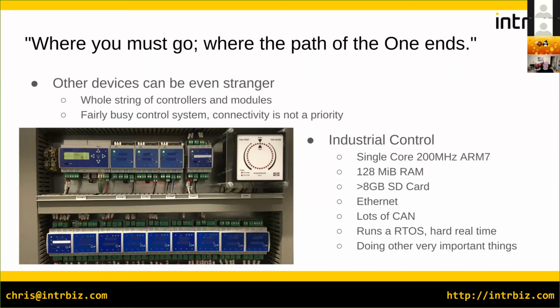Then we can go into the realm of a slightly more industrial setup, where these devices are relatively powerful in their own right. They're 200 megahertz ARM cores with 128 megabytes of RAM, but they are doing a very important job. This is a control panel for a CHP engine. All of these units are controlling and managing different parts of that engine, and that's a very important job that you can't stop doing. So obviously you're running a real-time OS, a proper hard real-time system where each of these boxes has its own dedicated controller managing certain aspects of the system.